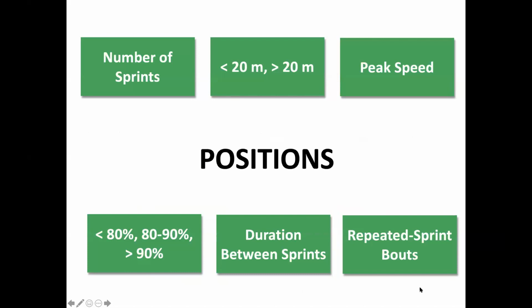Now the positions we separated like before into the 5 positional lines. The metrics analyzed include the number of sprints, the number of sprints under and over 20 meters, the peak speed, the number of sprints under 80%, between 80 and 90% and above 90%, the duration between sprints, and the number of repeated sprint bouts. What was shown was that there was no difference across any of the positions for any of these 6 metrics analyzed. So when we're setting up sprint training practices for hurlers, all positions can train together.